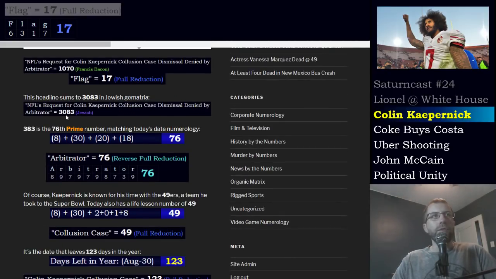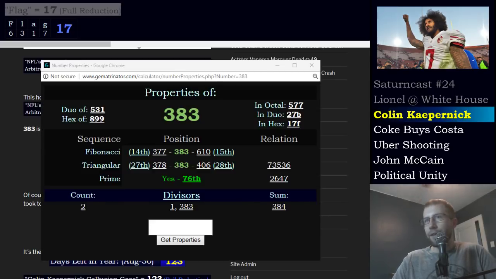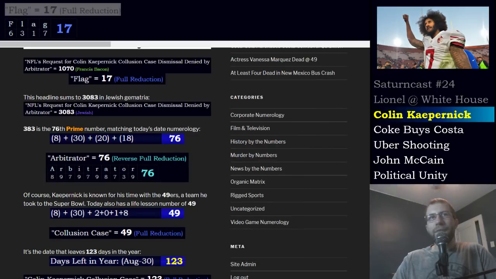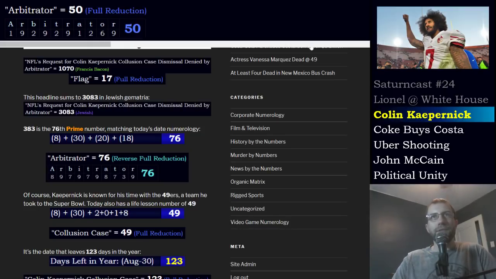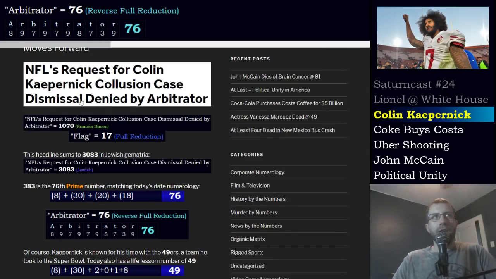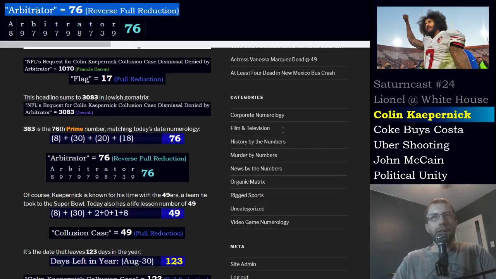This headline also had a Jewish Gematria value of 3,083. In numerology terms, this reflects the number 383. This is also a prime number, the 76th prime. The date that we got this story, August 30th, 8 plus 30 plus 20 plus 18 equals 76. And the key topic of this story was that an arbitrator allowed the case to move forward. The word arbitrator in our reverse reduction method equals 76.